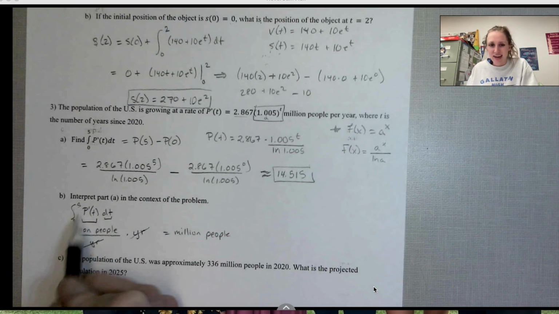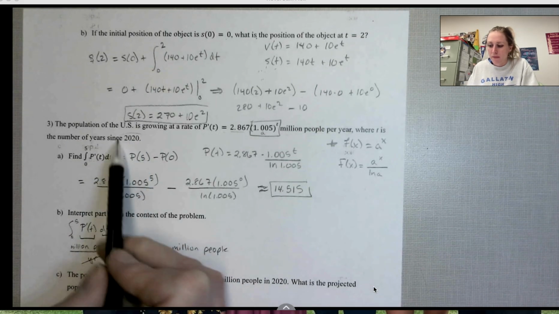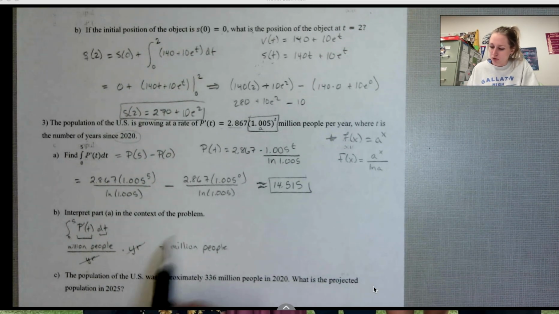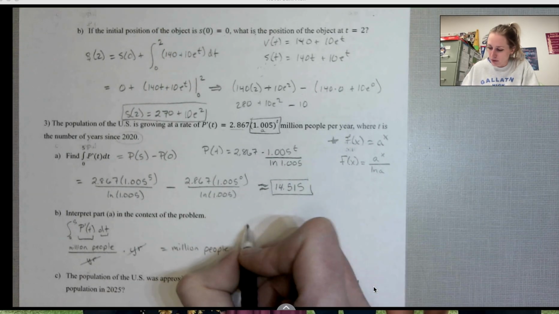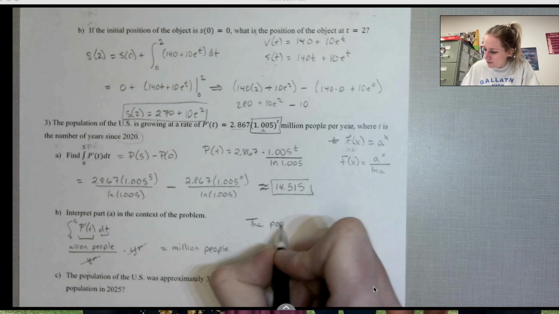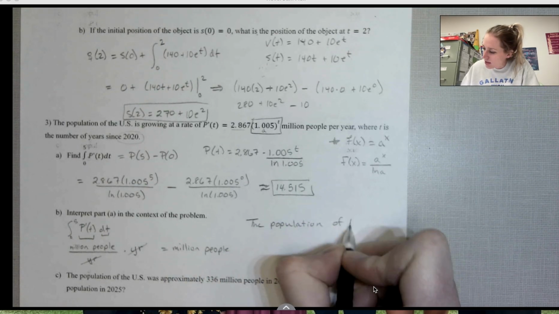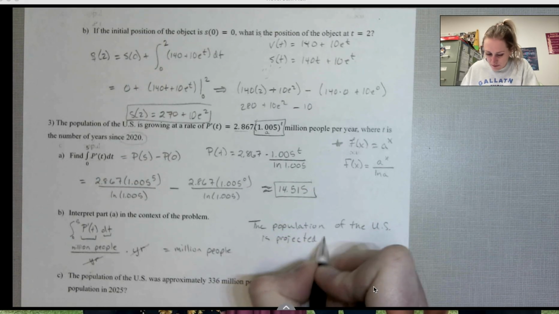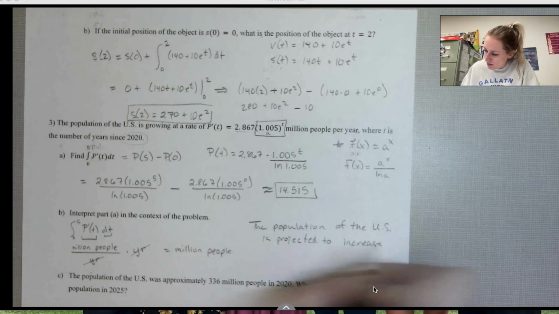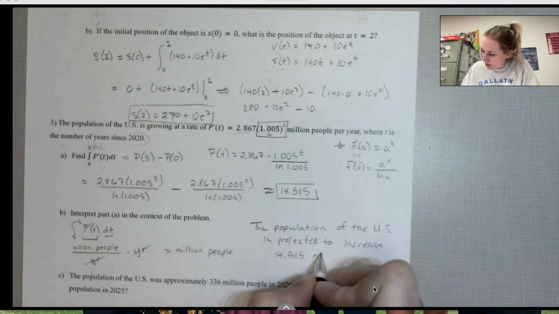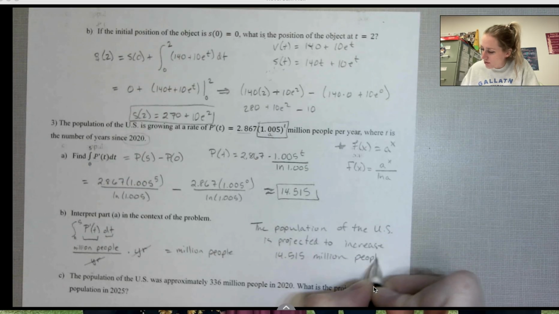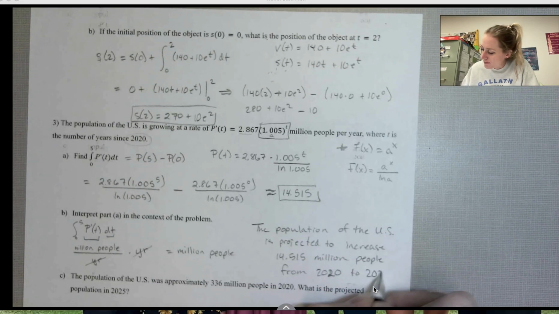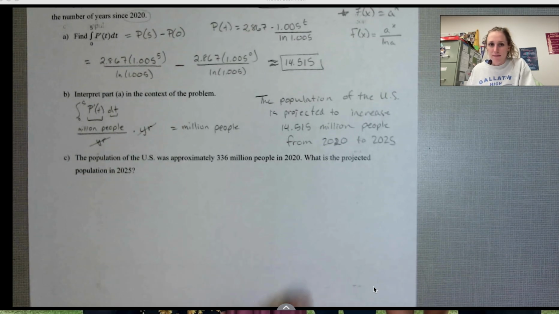Now, I should also talk about what the heck the 0 and 5 represented. So remember, 0 was our starting point, 2020. So from 2020 to 25, the population is projected to increase by this many million people. So that's what I'm going to write. So the population of the U.S. is projected to increase 14.515 million people. And then here's where I can include from 2020 to 2025. Okay? All right. Last part here.